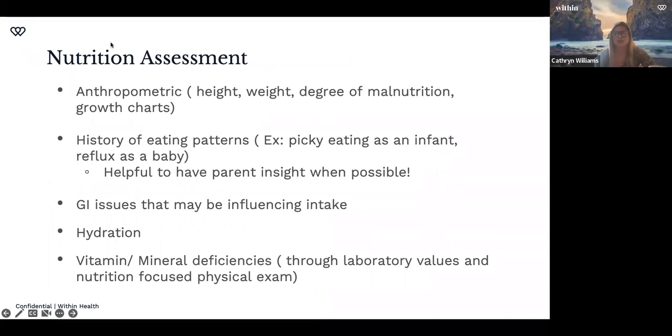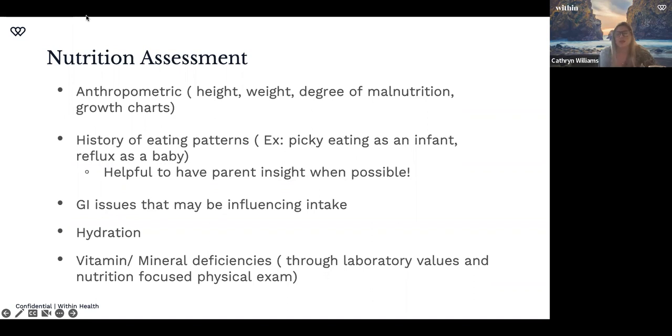Now we'll jump into a nutrition assessment, and you'll see here just some basics when it comes to things that we're assessing upon an initial assessment. Some things that I want to highlight that I think are really helpful are growth charts. That way we can really see what was going on at the time of the presentation of the ARFID. Do we have any history of falling off growth curves earlier in life?